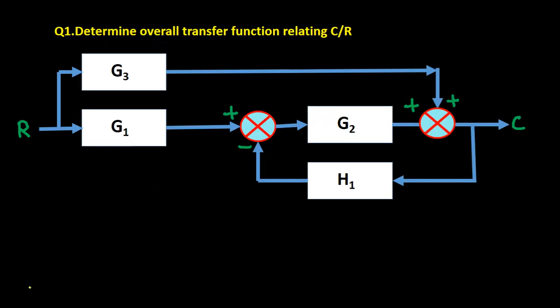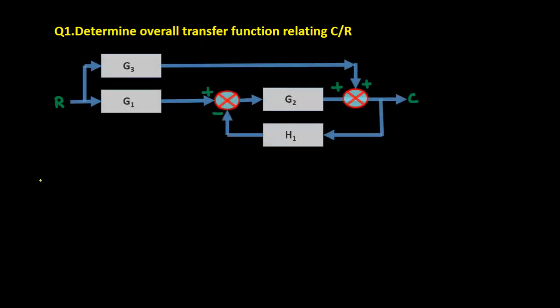First question is determine the overall transfer function relating C by R. So we have to find out the transfer function, which is equal to output signal C divided by input signal R. This is the block diagram which is given. Now first let this be summing point 1 and this be summing point 2. So we shift this summing point 1 before this block G2.